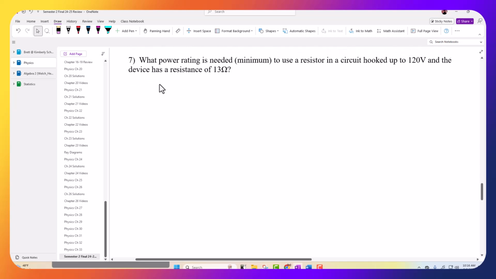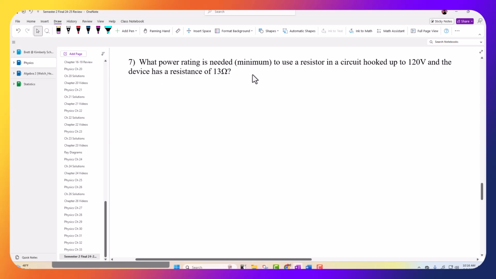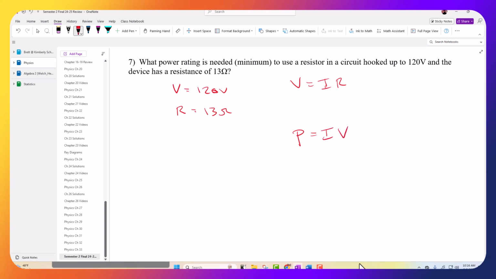Okay, what is the minimum power rating needed to use a resistor in a circuit hooked up to 120 volts, where the device has a resistance of 13 ohms? So a couple things. V, we've got 120, and we've got an R of 13 ohms. I know V equals IR, that's Ohm's law. I could use that to determine I, but we're really asking for power rating. Power is by definition IV. That's the formula we use for it.